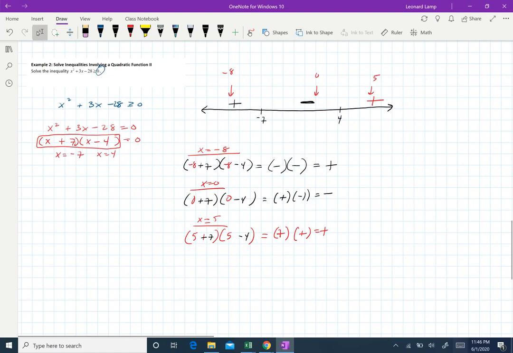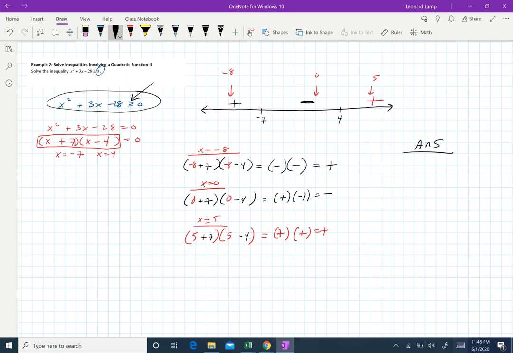Okay. So once I have the chart, though, I have to go back and look at what it's asking me, right? It's asking me, when is my graph greater than or equal to 0? Meaning, when is it positive? When is it above the x-axis? And also, since there's an equal to sign, when does it touch the x-axis? So here's my answer. I'm looking for the positive parts of this because of the greater than 0. So my answer is going to be from negative infinity to -7. Since I have this inclusion symbol, I can include my endpoint. And then I also have it from 4 to infinity. And that's my final answer for that.